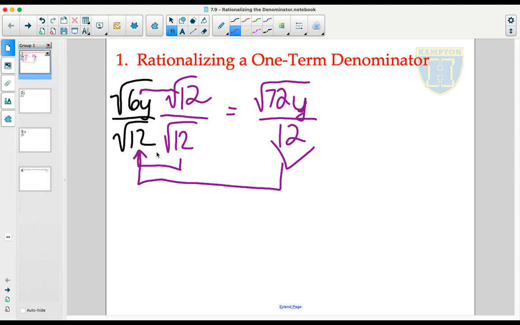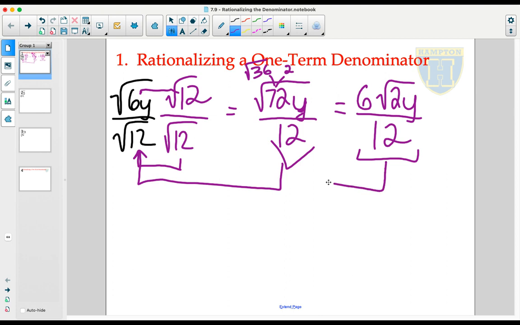This is equivalent to our original fraction. You could make the argument that it's not much simpler. The numbers are all significantly larger, but it is equivalent. Despite the fact that it is equivalent, it is not the simplest form of that particular expression. To get the simplest form, we recognize that 72 has a perfect square factor of 36. 36 times 2 is 72. So we can use the square root of 36 to further simplify that numerator, giving us 6 times the square root of 2y over 12.